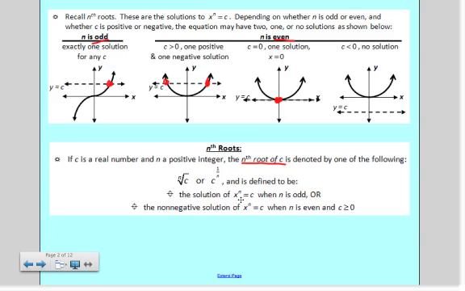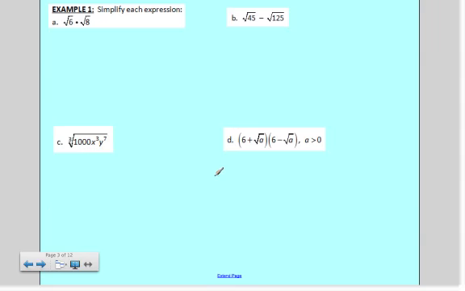So the solutions are the solution of x to the nth power equals c when n is odd, or the non-negative solution of x to the n equals c when n is even. That's when we're talking about the nth root of c.